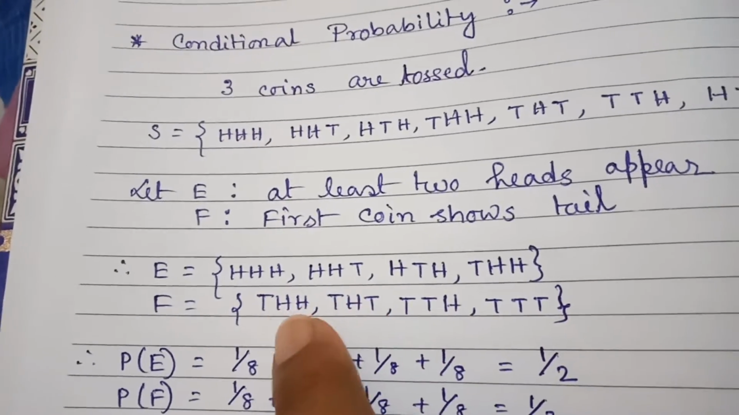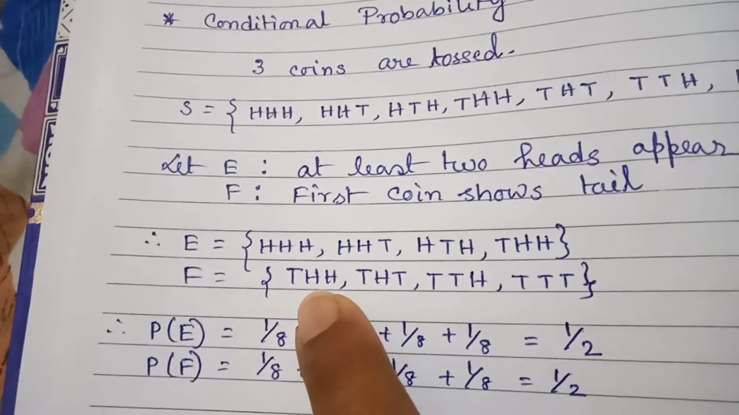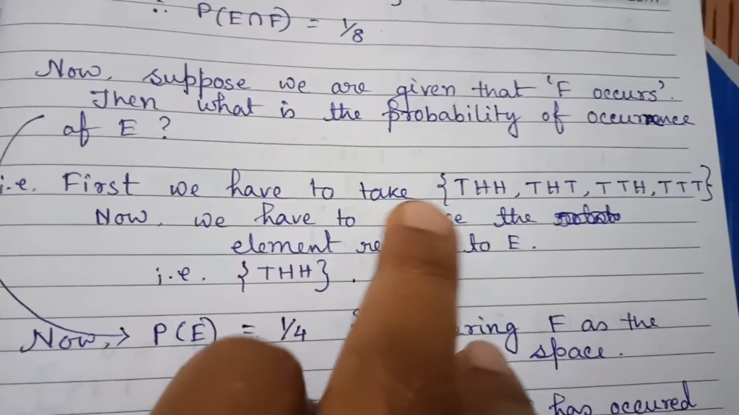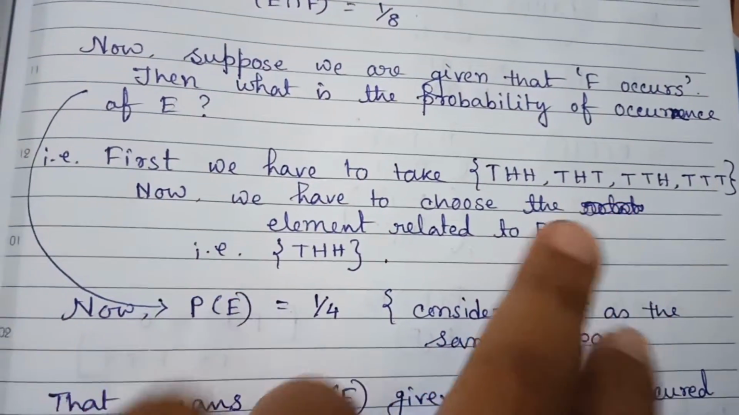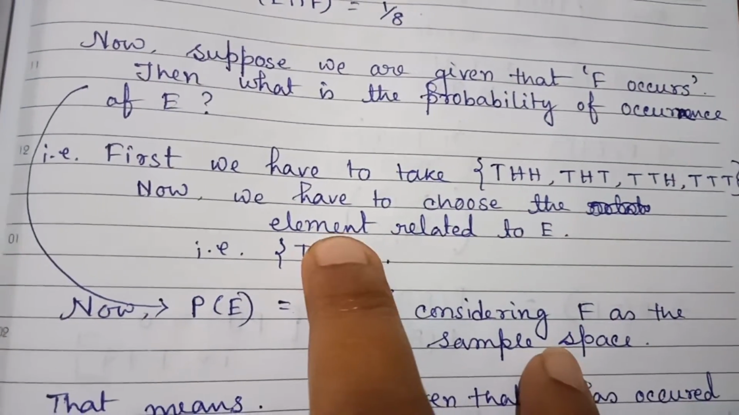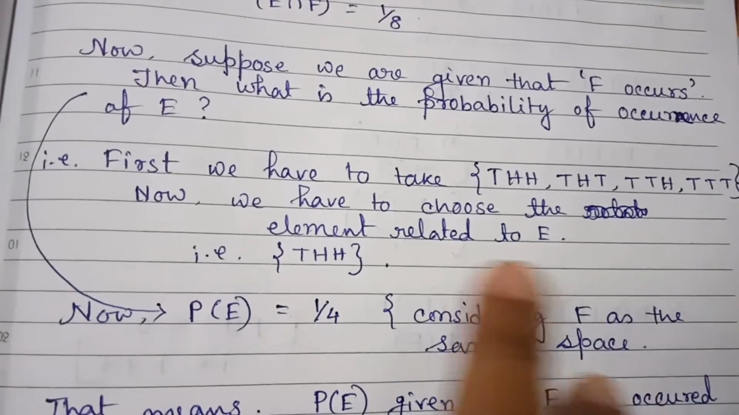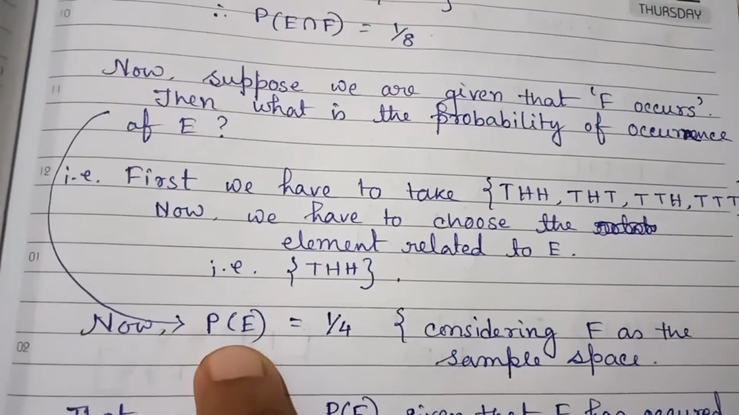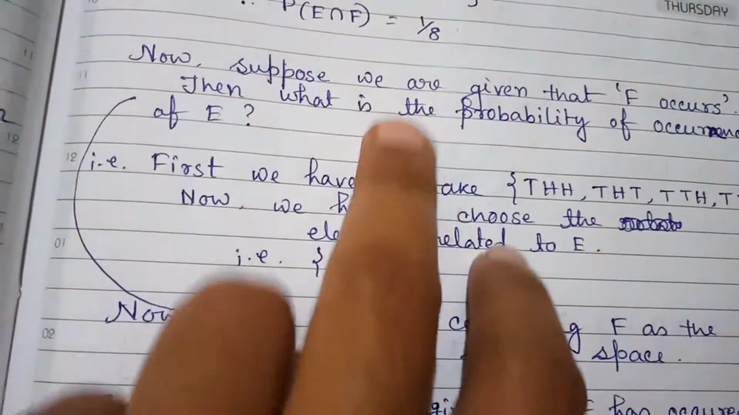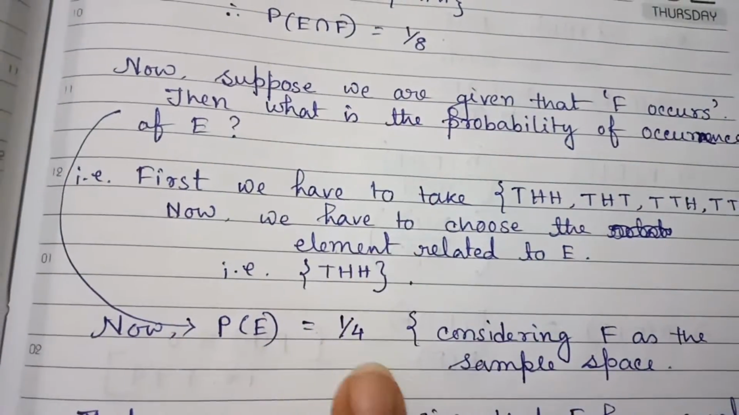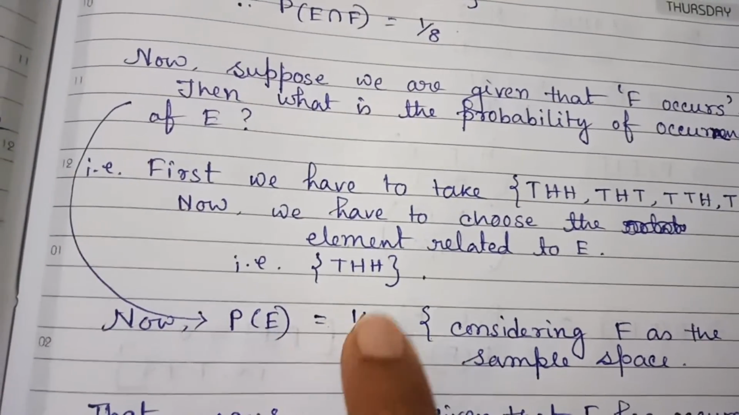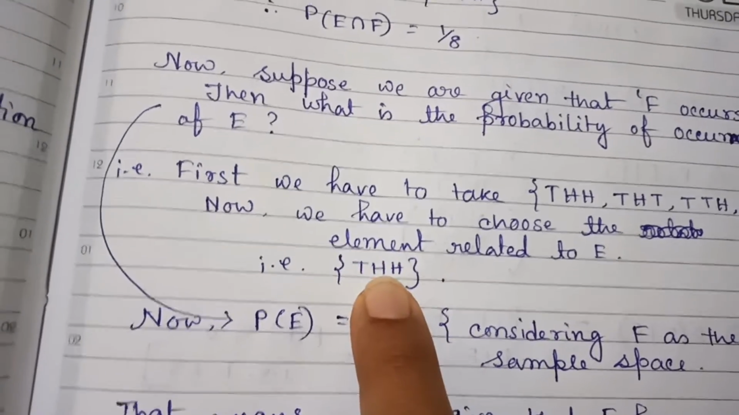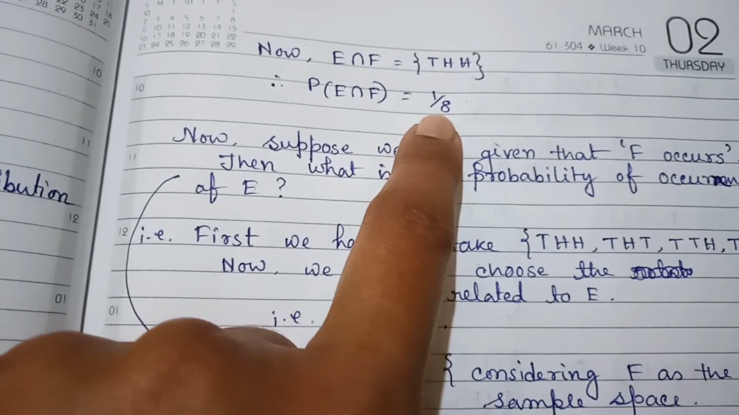Which one is it? It is THH. Okay? And that one I have written over here. First we have to take THH. This means F's set. Now we have to choose the element related to E, and that is THH. So from here we can say that the probability of E in this case will be 1 by 4. Why 1 by 4? One element. You must be thinking, why not 1 by 8?